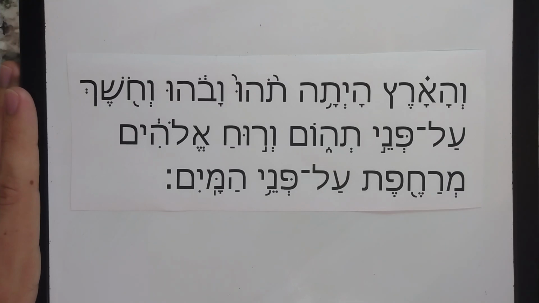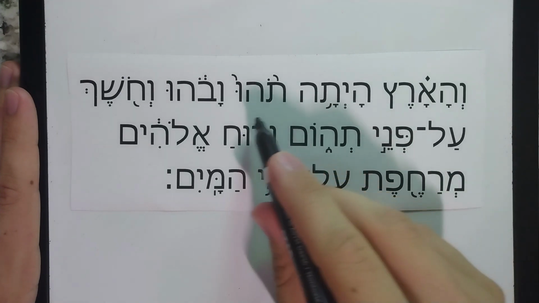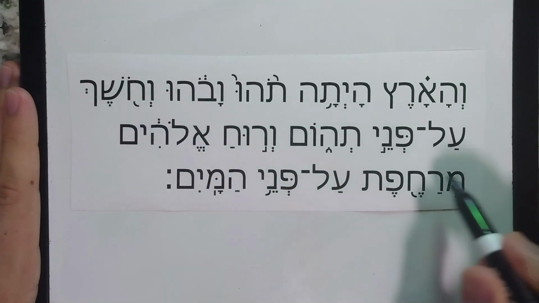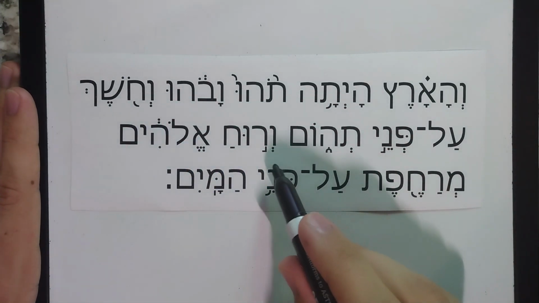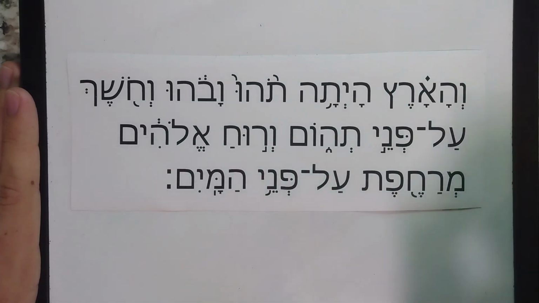And we'll end today's video by reading the entire verse. V'ha'aretz ha'ita tohu vavohu, v'choshek al Pnei tehom. Baruch Elohim Merachefet al Pnei Hamayim.